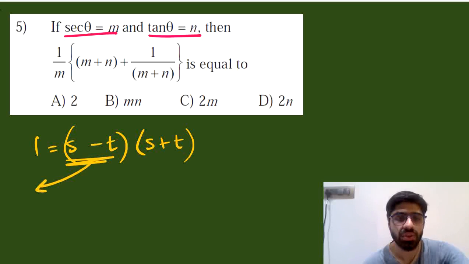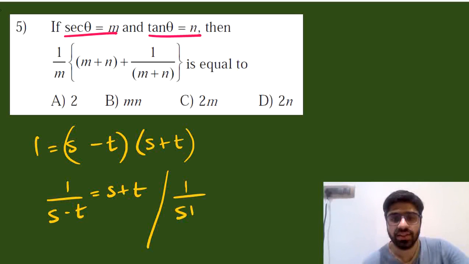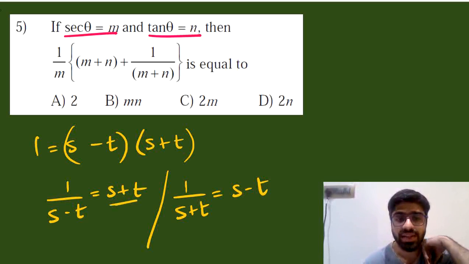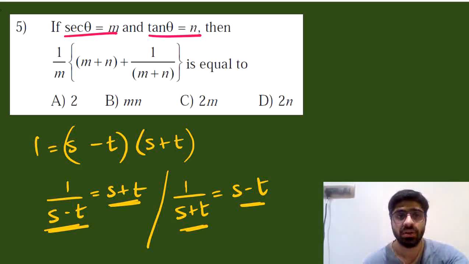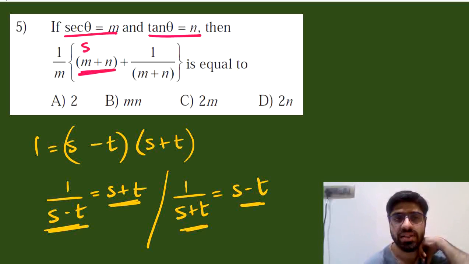If you take this term on the left, you get 1 upon sec theta minus tan theta as sec theta plus tan theta. Or if you take this term on the left, you have 1 upon sec theta plus tan theta as sec theta minus tan theta. Basically, sec theta plus tan theta and sec theta minus tan theta are reciprocals of each other. If you are aware of this property, you can very easily answer this question. m plus n would mean sec theta plus tan theta. 1 upon m plus n is the reciprocal of sec theta plus tan theta.